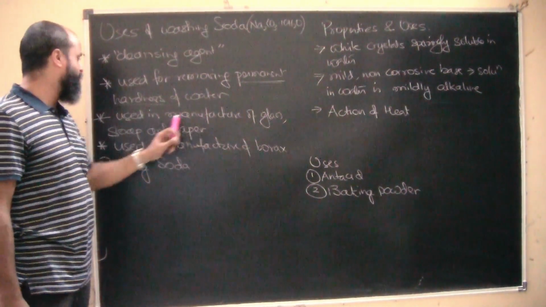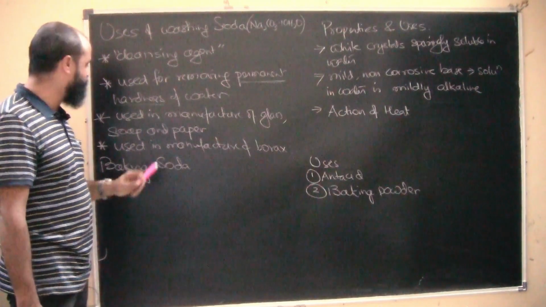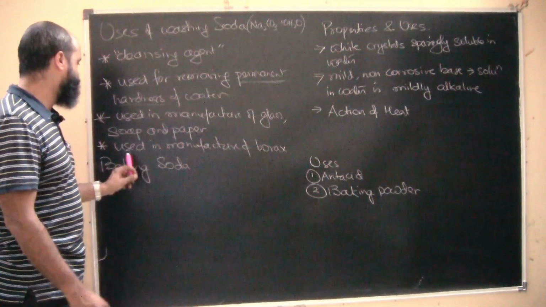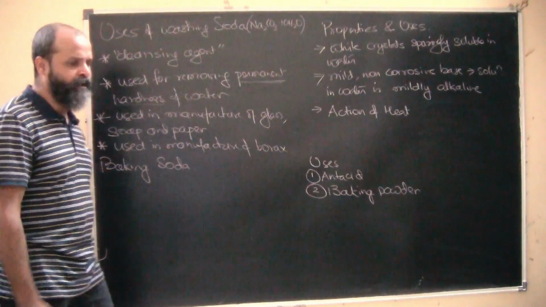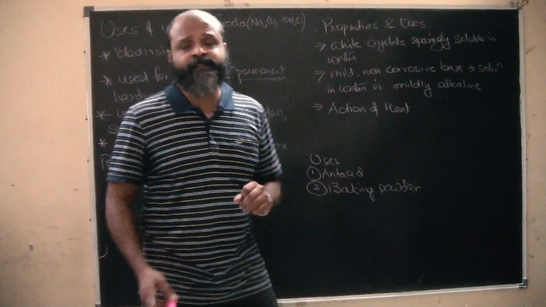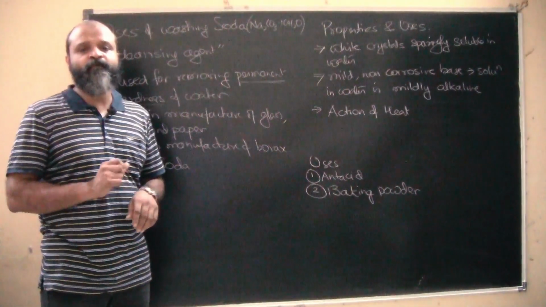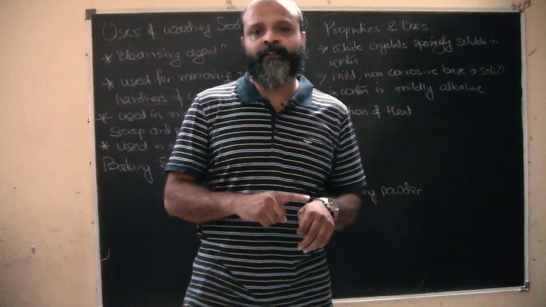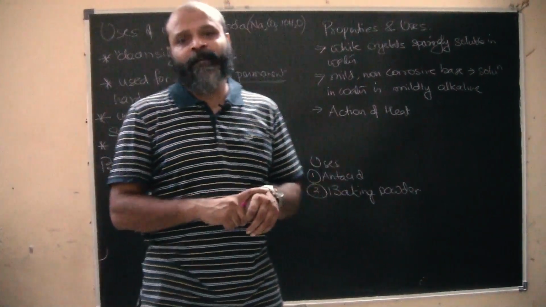It is used in the manufacturing of glass, soap and paper. It is also used in the manufacture of borax. Borax is a compound which has a lot of uses. One of them is as an antiseptic. If there is a wound, we can spread borax over it. It ensures that the wound is not attacked by microorganisms.